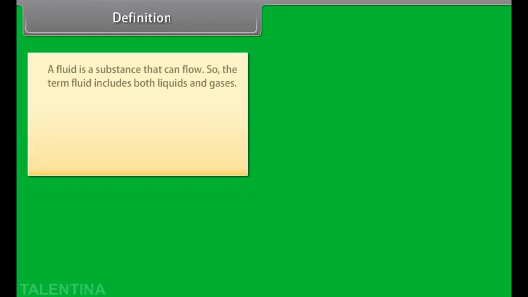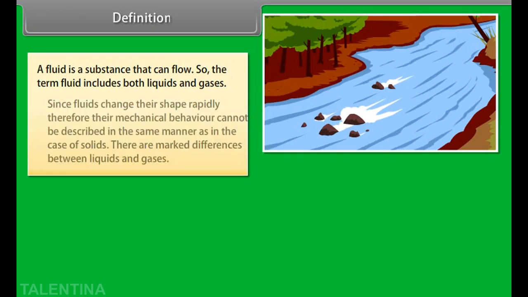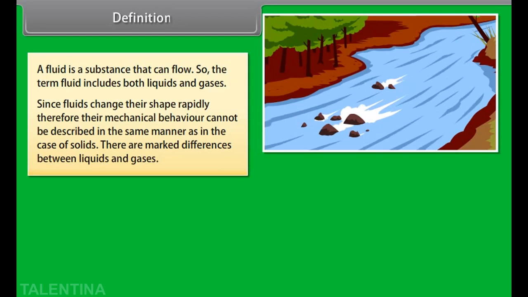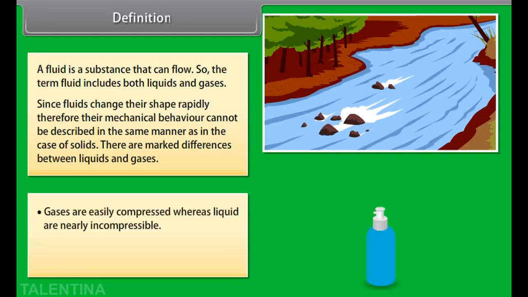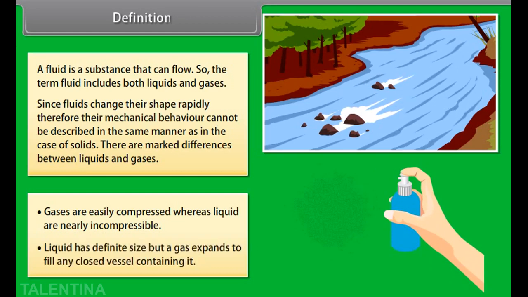Definition. A fluid is a substance that can flow. So, the term fluid includes both liquids and gases. Since fluids change their shape rapidly, their mechanical behavior cannot be described in the same manner as in the case of solids. There are marked differences between liquids and gases. Gases are easily compressed, whereas liquids are nearly incompressible. A liquid has a definite size, but a gas expands to fill any closed vessel containing it.